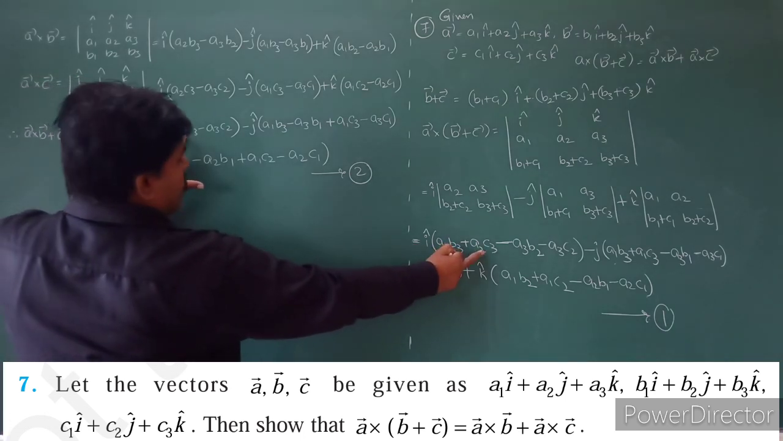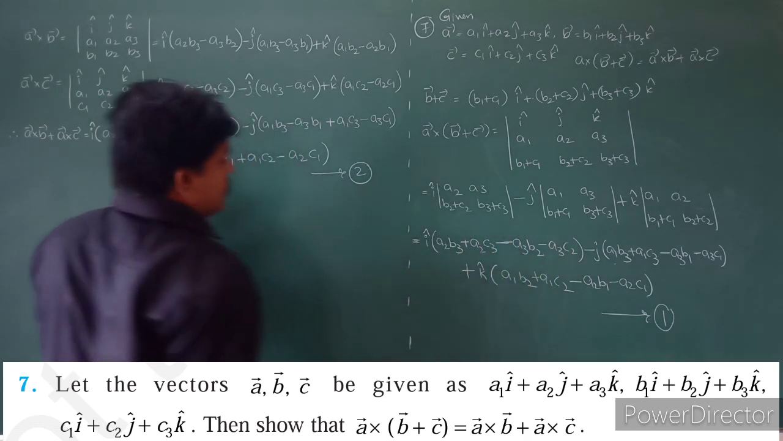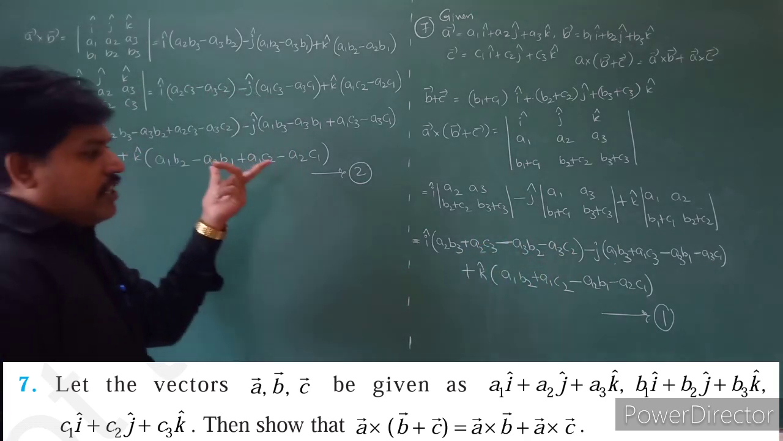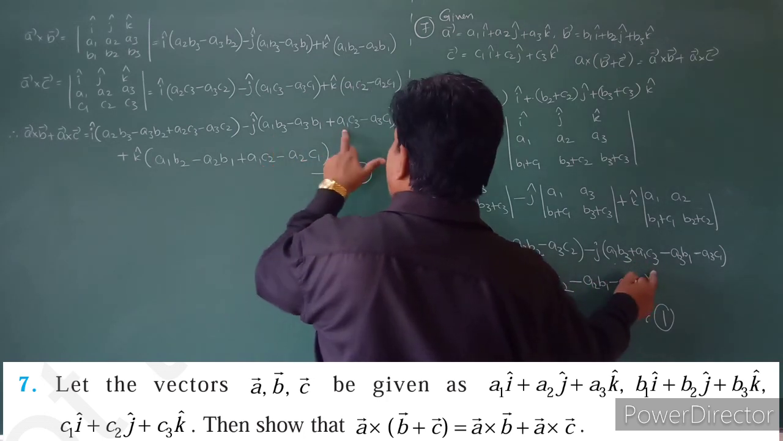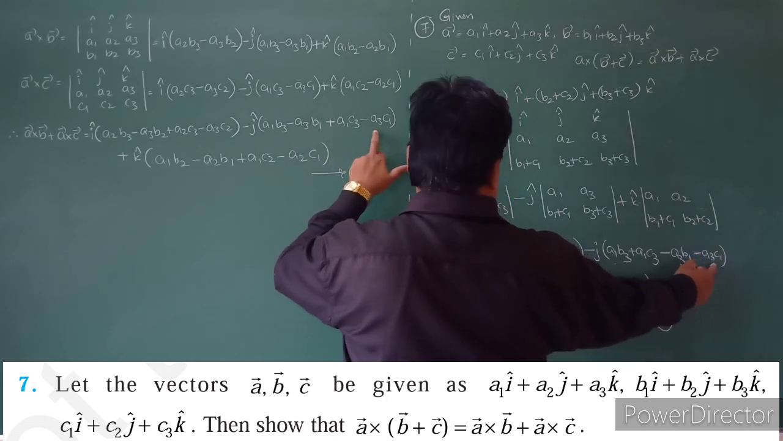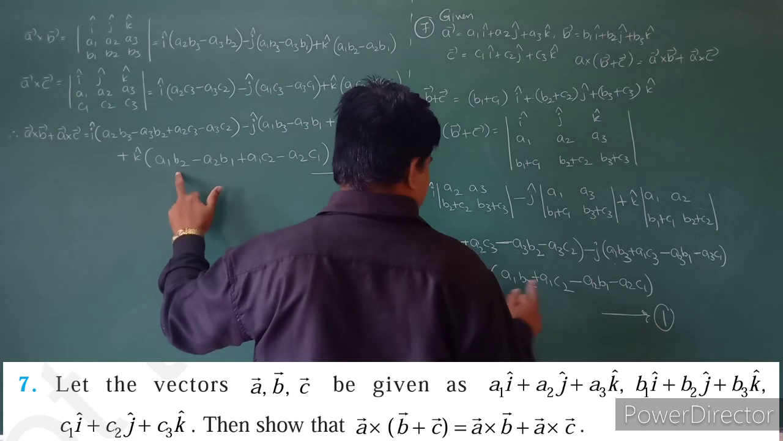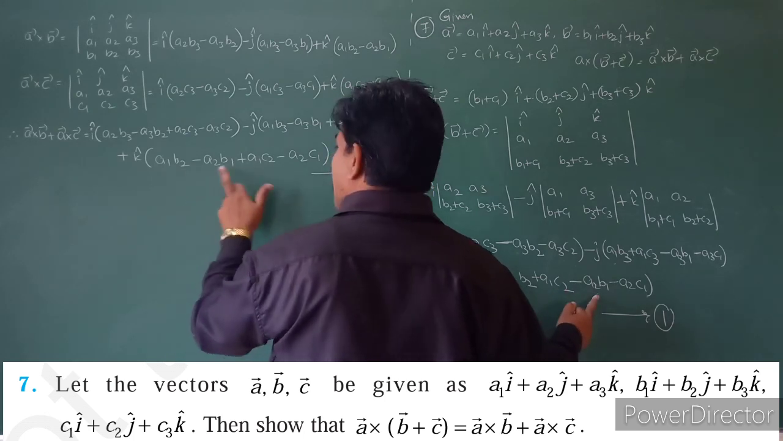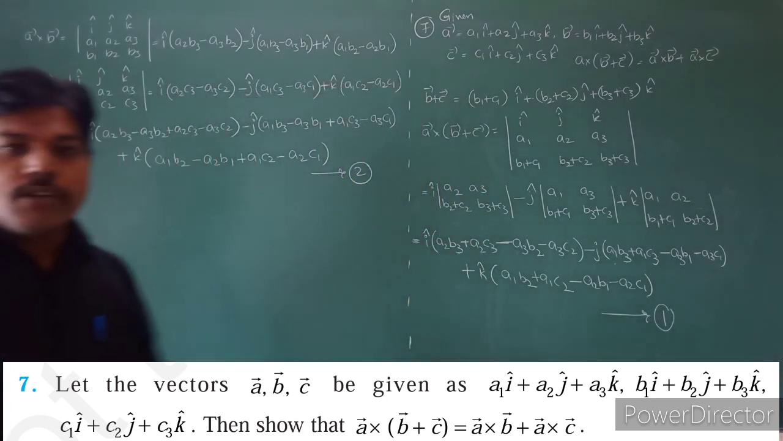A2B3 plus A2C3 minus A3B2 minus A3C2. So the I term is okay. Next, take the J term. A1B3, A1C3 minus A3B1 minus A3C1. Okay, the J term is okay. Next, the K term. A1B2, A1C2 minus A2B1 minus A2C1. So both the terms are the same.